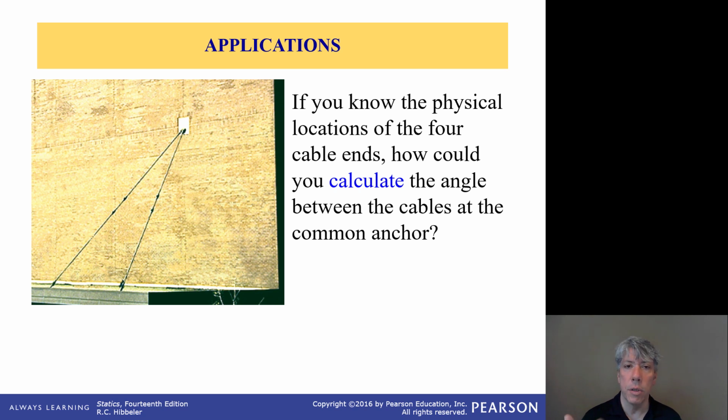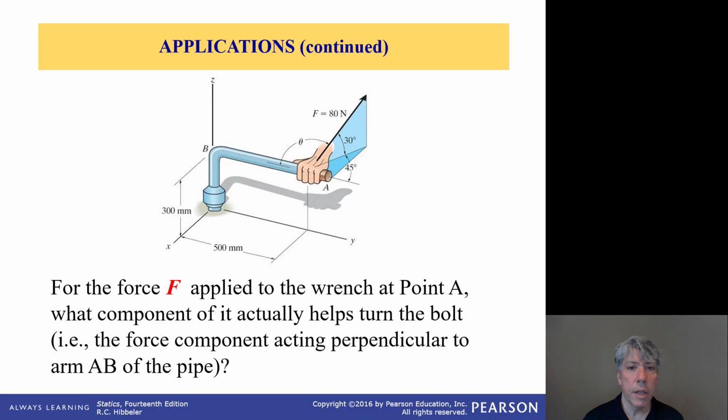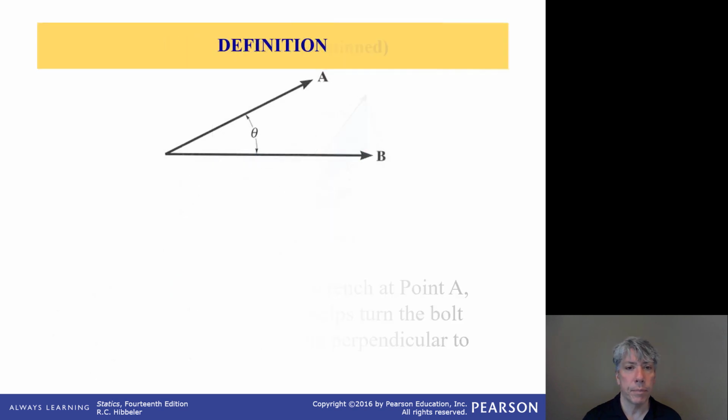The dot product has useful applications like finding the angle between these two cables if you know the position of the ends of the cables. There are other applications as well. If you're applying a force to the end of a wrench or something, and that force is not perfectly perpendicular to the wrench, only a component of the force actually applies torque to the fastener. And so what part of the force is it that helps to actually turn the wrench? Well, the dot product will help us determine that.